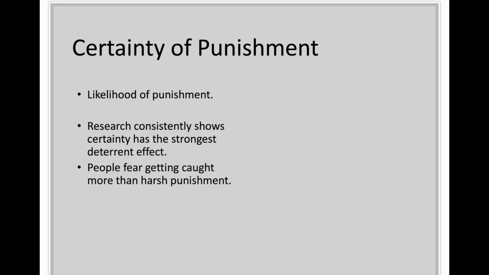Now we move into what is arguably the single most important concept in deterrence research: certainty of punishment. Certainty refers to the perceived likelihood that offending will result in punishment. This is not necessarily the actual probability of punishment. What matters most is often the offender's perception of risk. And this distinction becomes extremely important later when we discuss perceptual deterrence theory. But for now, the key idea here is very simple.